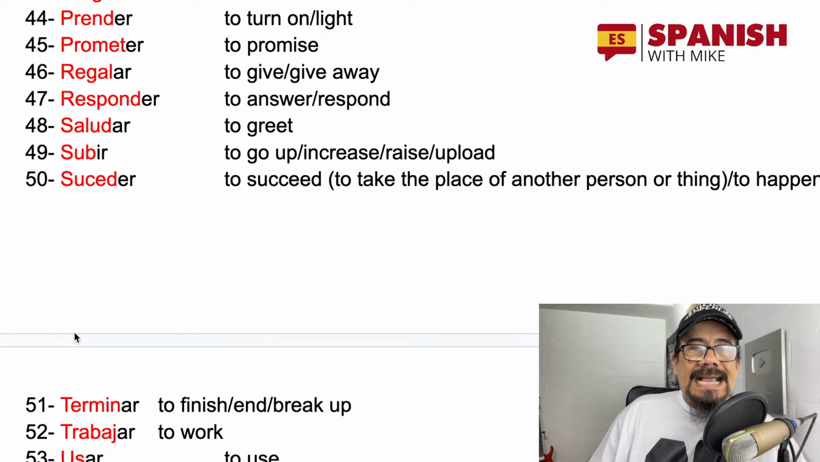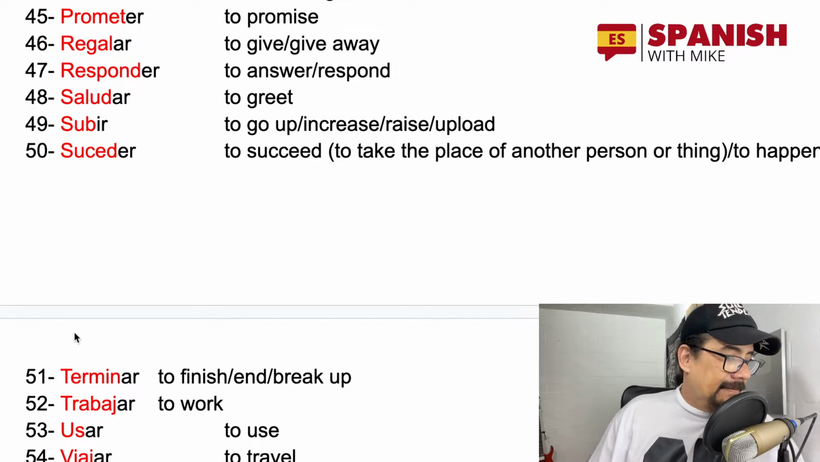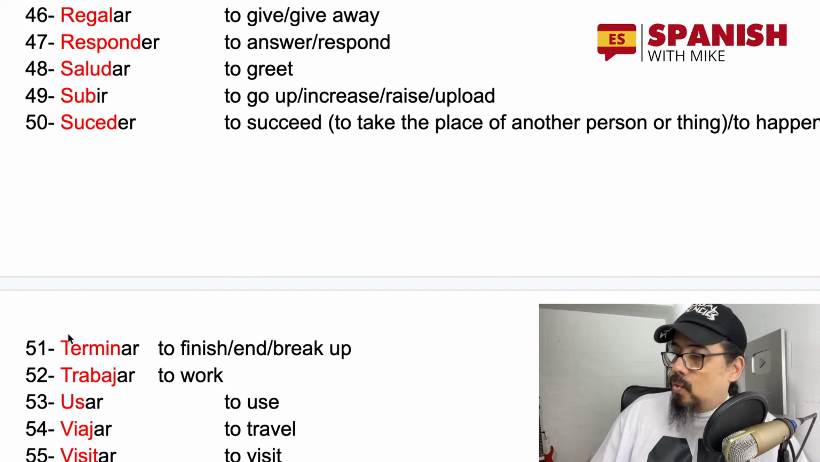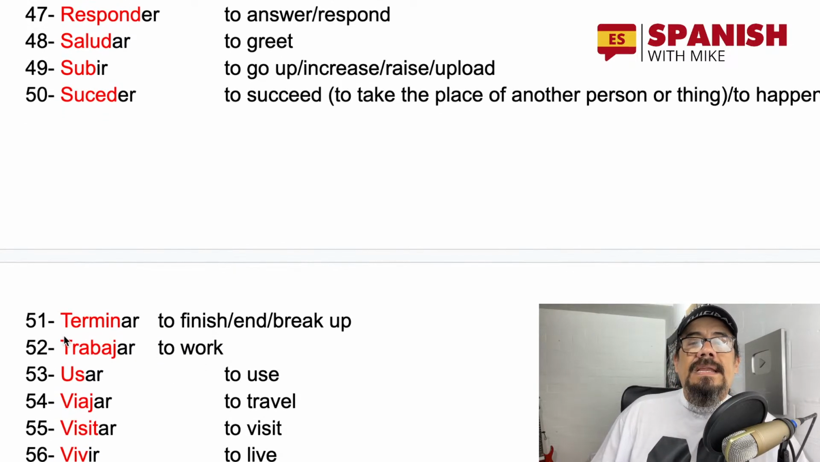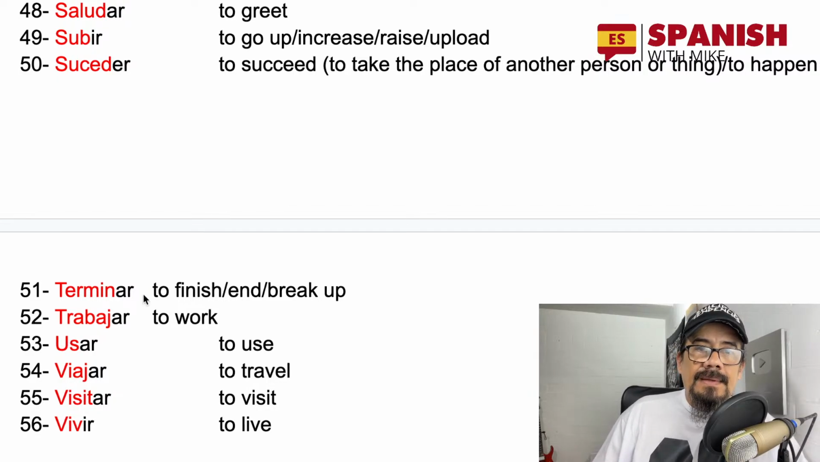Number 46, regalar, regalando. Number 47, responder, respondiendo. Number 48, saludar, saludando. Number 49, subir, subiendo. Number 50, suceder, sucediendo.